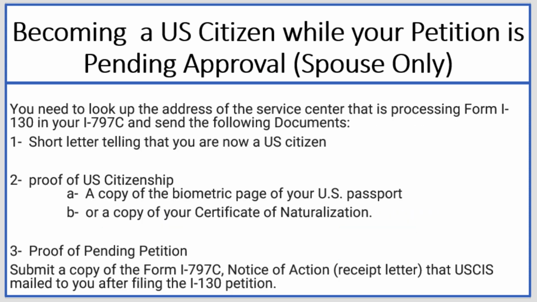You will need to look up your I-797C. That's the letter you receive from USCIS when you send your petition. The I-797C will have some important information about your case, and you need to send a short letter telling them that you are a US citizen. And also you need proof of US citizenship, which is a copy of the biometric page of your passport or a copy of your certificate of naturalization, and also proof of the pending petition, of course, which is the I-797C, because from that I-797C you will know which service center is processing your case. You copy it from there and you send it to the USCIS service center that is processing your case.